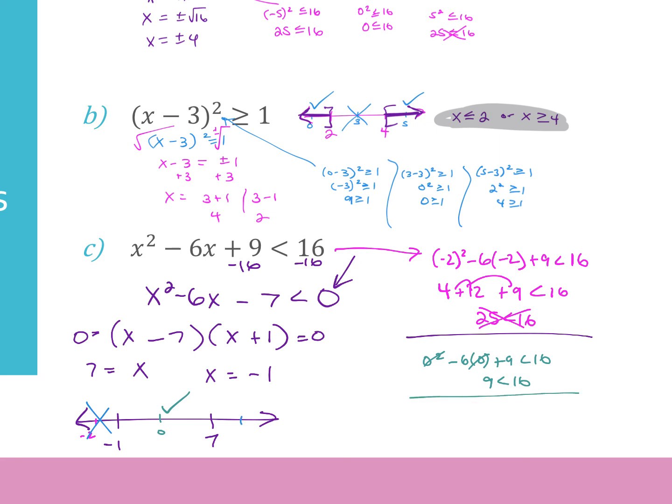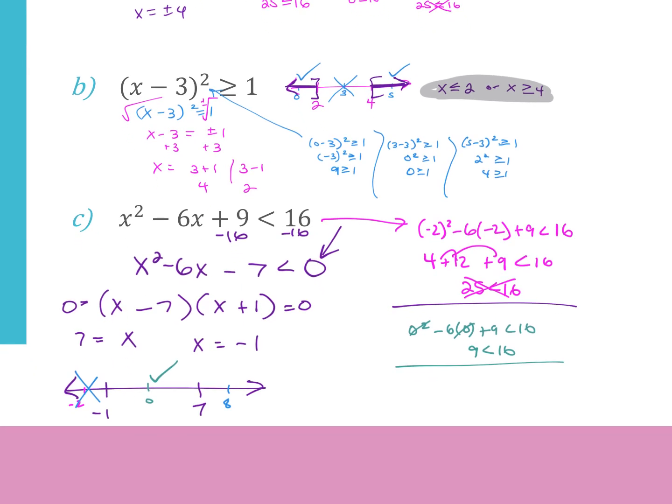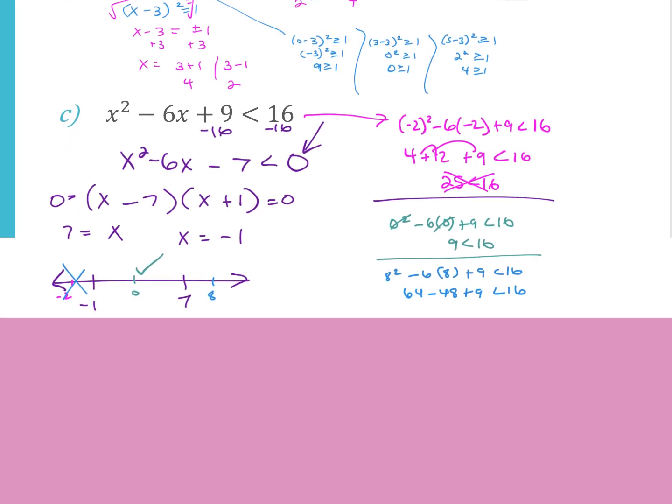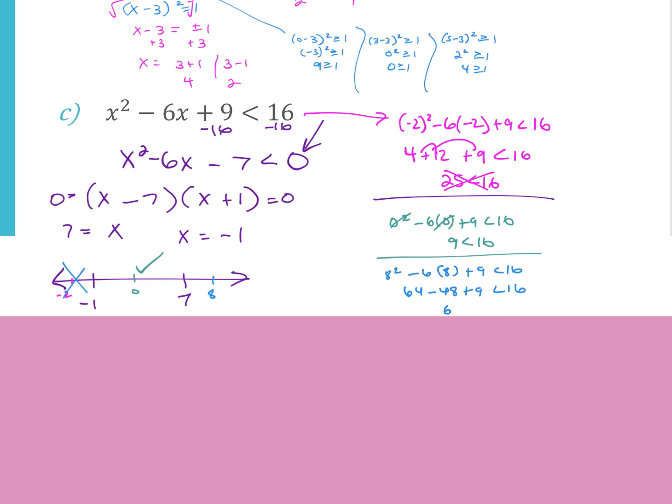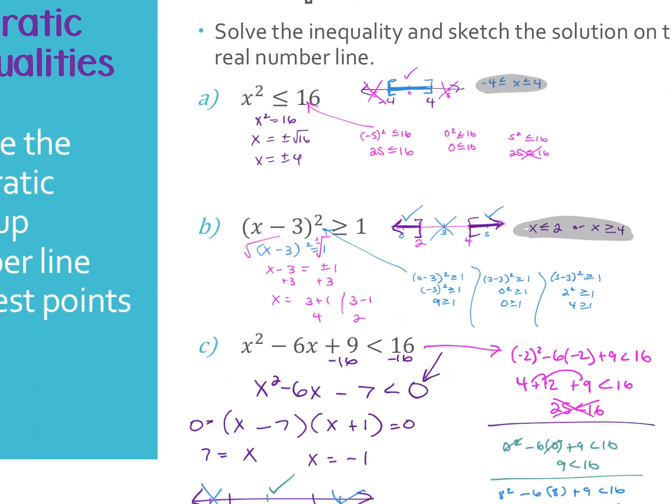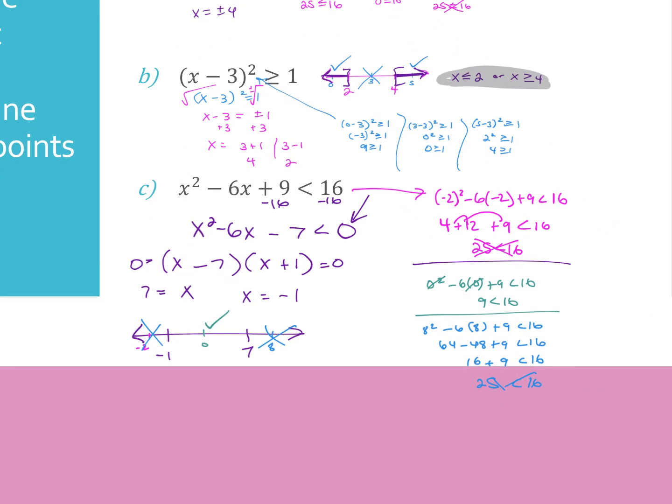And then something bigger than 7. 8 squared minus 6 times 8 plus 9 less than 16. 25 is not less than 16. So my solution set is going to come from that middle range. This time it's not an or equal to, so it gets the parentheses.